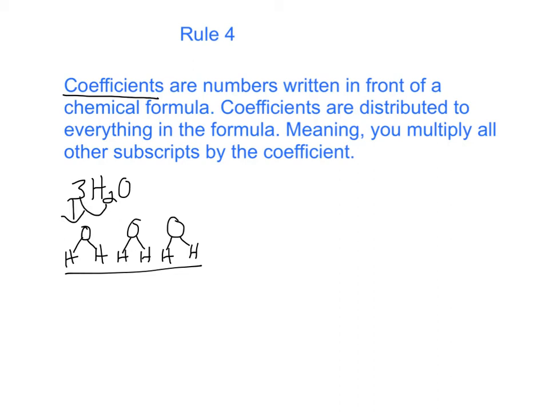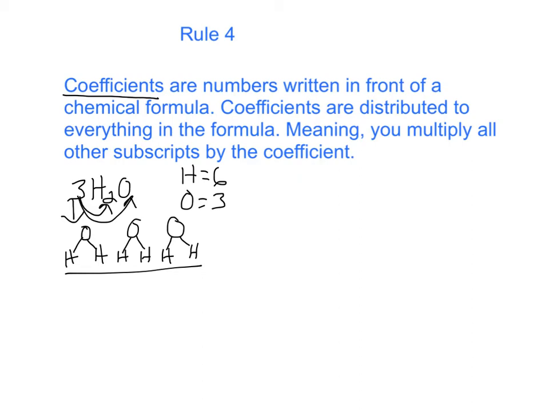So we're going to multiply it by every subscript. And so if we make our list, hydrogen, oxygen, 3 times 2 is 6. 3 times 1 is 3. That's a pretty simple one. This is pretty much as complicated as they get when you have coefficients and subscripts and parentheses. So let's take a look at one of those.